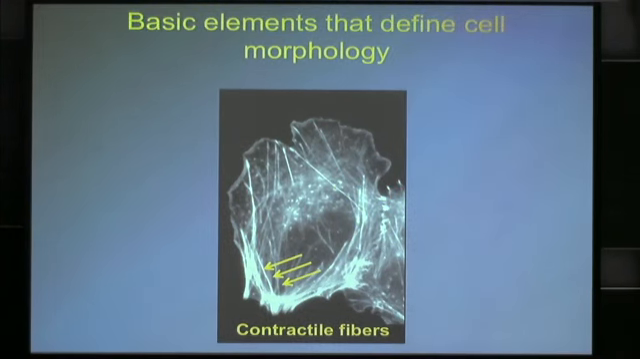The second type of structure I would like to explain are those contractile fibers, or those linear fibers I first pointed out. They are actually actomyosin fibers. We have an enrichment in the back, but also some in the front.